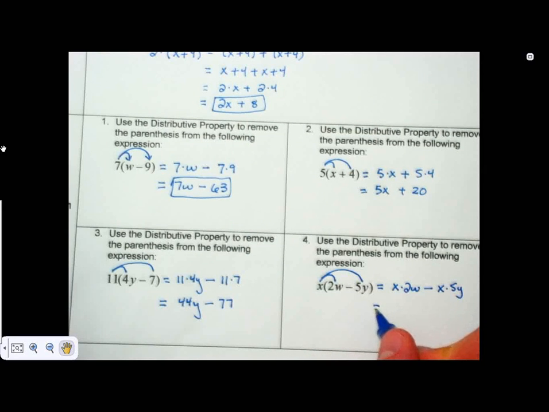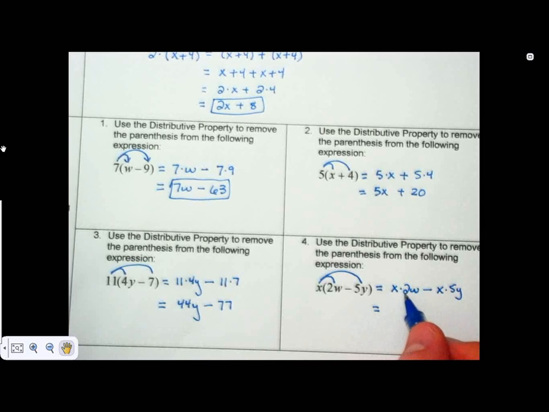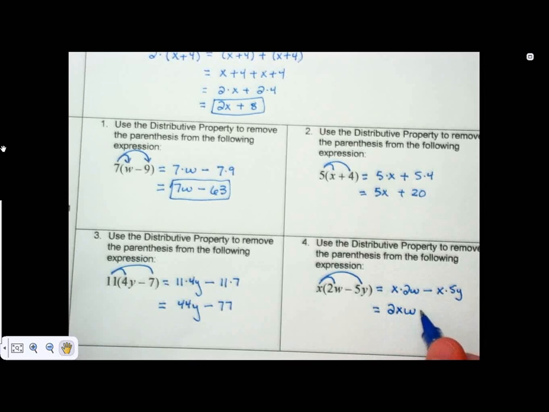And then when I'm cleaning this up in the consolidation step, it's more conventional to have the coefficient, the number, first, and the variables last. So I'm going to write this as 2 times x times w. And then the second one I'm going to write as 5 times x times y.